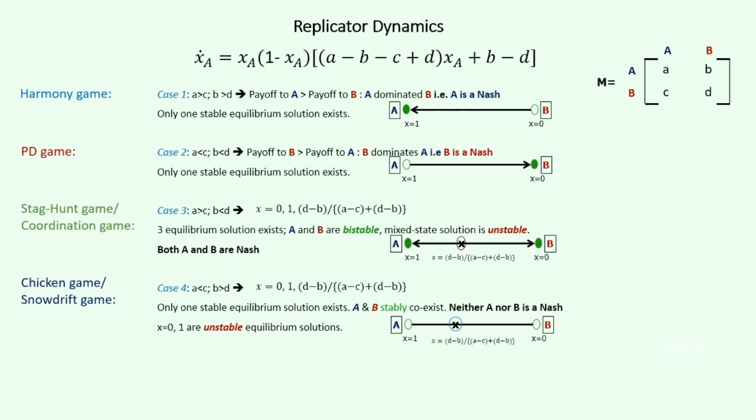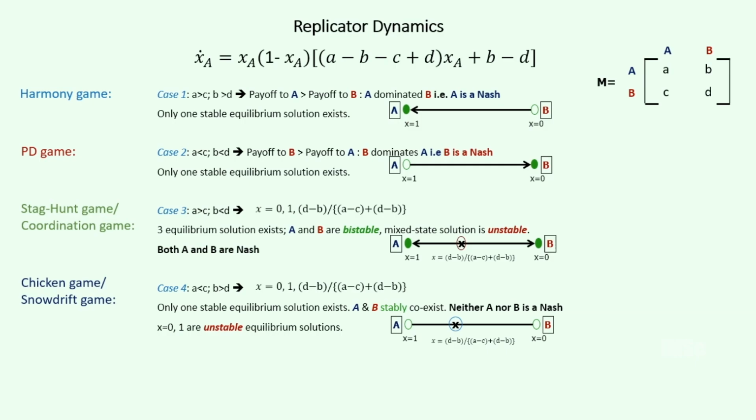In the case of the harmony game, the equilibrium state corresponds to one where cooperators take over the population, cooperators dominate because that is the only pure strategy which is a Nash. The prisoner's dilemma game is one where defectors dominate, that's the only pure strategy which is a Nash.